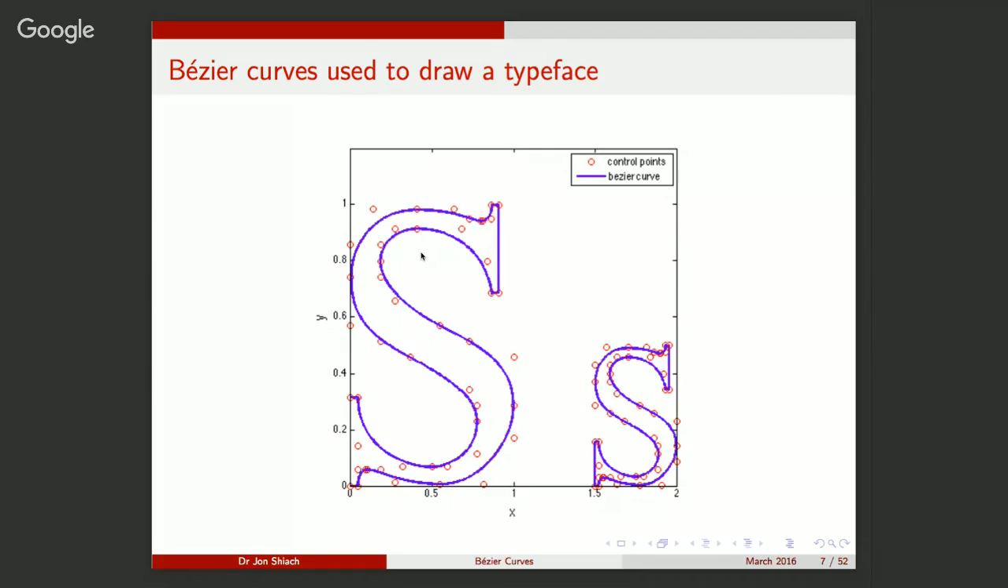You'll notice what I did is I scaled down the control points. These red circles you can see here are control points. I scaled them down and then calculated the Bezier curve using the scaled down points. So you can see it's easy to scale the font up and down in that way. So that's one of the applications of Bezier curves.